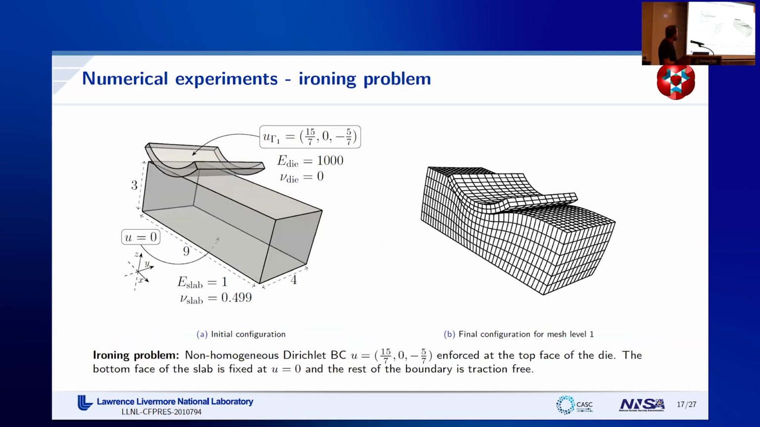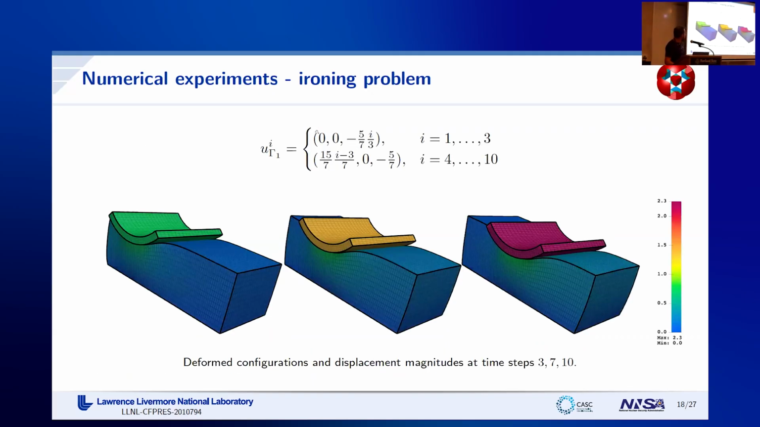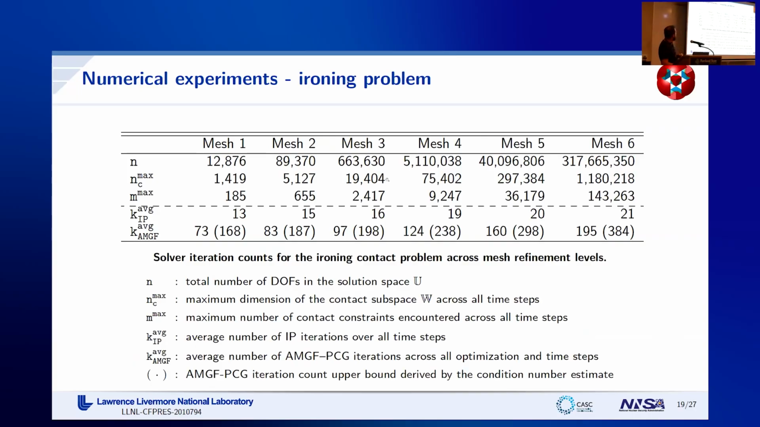So, moving on to a couple more examples. This is still linear. You have a die that will be pushed towards the slab, and then it will slide on it. It's driven by the Dirichlet boundary condition on the displacement here. For the first 3 time steps it will be pushed down and then slide over. You see a similar behavior in the solver, from 12,000 to 300 million, and iterations from 73 to 195, but you also see the upper bound estimate.